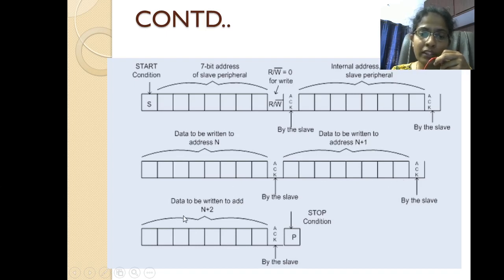Likewise, however much data the master has, all the data will be transmitted to the slave at the particular internal memory address, and for each 8 bits of data, the acknowledgement is provided by the slave. Once all the data has been written to the slave, the last condition is a stop condition. So this is how I2C communication will work. Thank you.